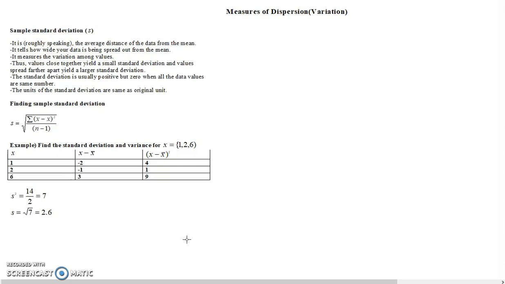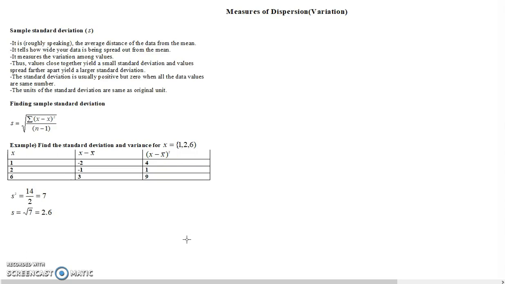Technically, they have the same way of finding these two. However, the sample standard deviation is putting a square root on top of it, so it makes the value a little bit smaller than the variance. For sample standard deviation we use the lowercase letter s, and for the sample variance we use s squared.